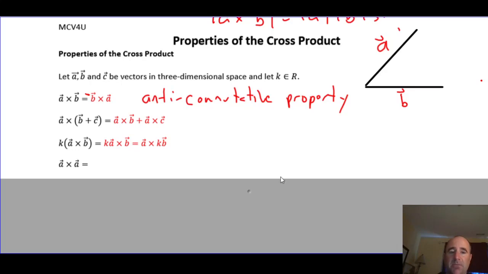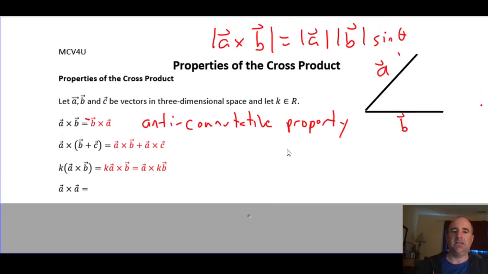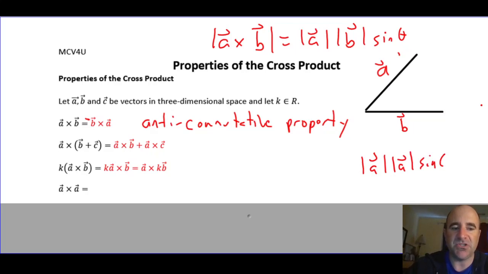A cross with A. What happens when you cross a vector with itself? Well, let's think about what we would get. Again, we can use this idea. We know the magnitude of the cross product is the magnitude of A times the magnitude of B times the sine of the angle between them. So this would then be the magnitude of A times the magnitude of A times the sine of the angle between them, which is 0.